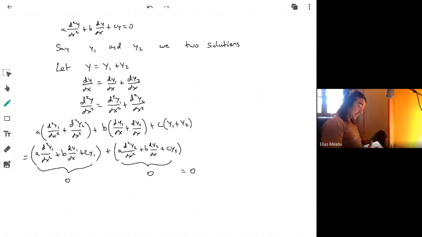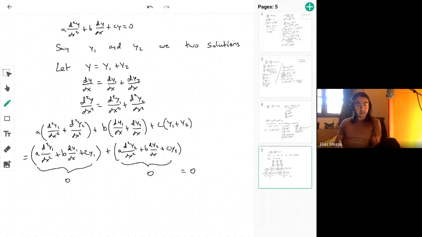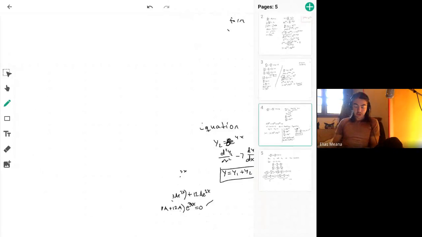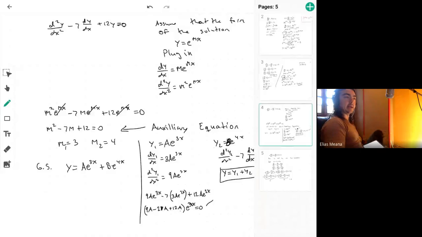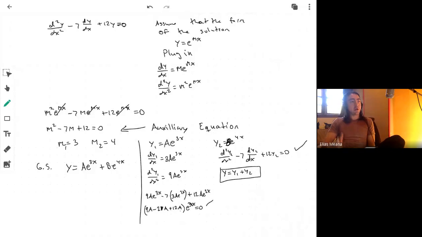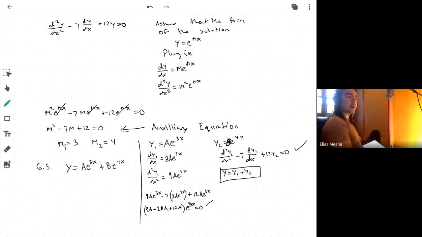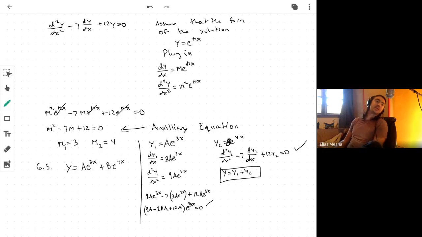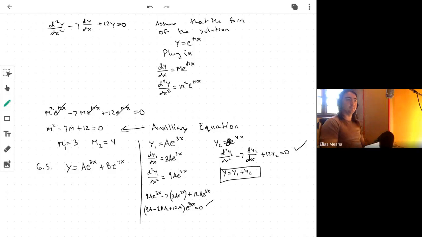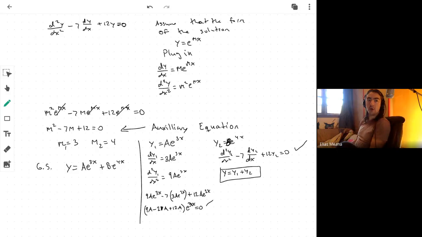So using this idea, you could assume the form is e to the mx. We plug it in, we show that we get 2 different possible solutions, and so we say that the general solution is just the sum of those 2 possible solutions. But the unsatisfying thing about this method is that you already need to know that the form is e to the mx. Whereas the other method, you don't need to assume anything. You can just solve it straight.